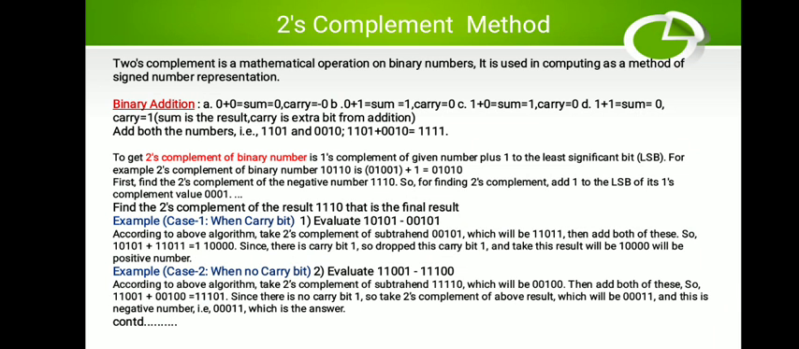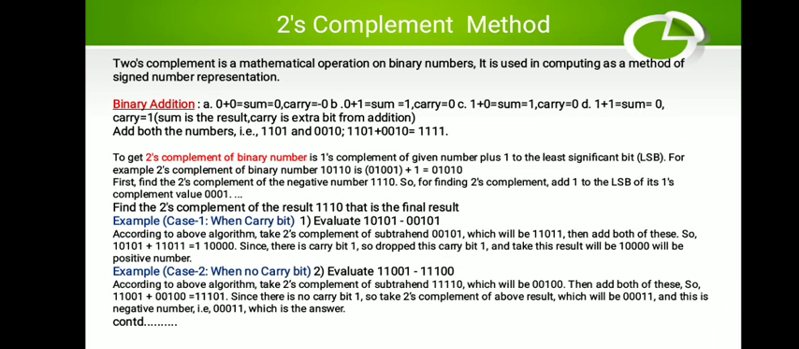Now there is one example shown, 10110. What will be the 2's complement? First step is to find the 1's complement. The 1's complement will be 10010. Add 1 to the LSB bit. So what do you get?